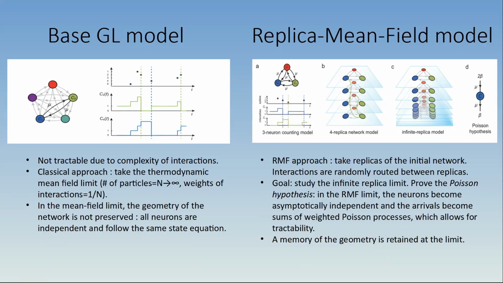What we want to do is to prove the so-called Poisson hypothesis, show that in this limit the replicas become asymptotically independent, and the arrivals to a given node in a given replica become a Poisson process, a sum of weighted Poisson processes. And this will allow for tractability. And so the advantage of this approach is that the memory of the geometry is retained at the limit through the weights and the intensities of the corresponding Poisson processes.